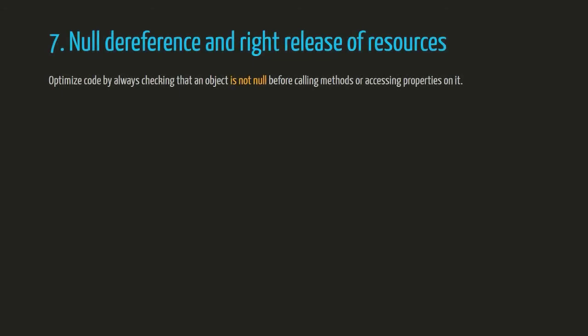Point 7 treats the null dereference problem and the right release of resources. We have to optimize code by always checking that an object is not null before calling methods or accessing properties on it. In this case, the vulnerability could be exploited for subsequent denial of service attacks or to disclose implementation details. In the same way, attention should be paid to resource allocation. We have to release resources promptly when they are no longer needed.